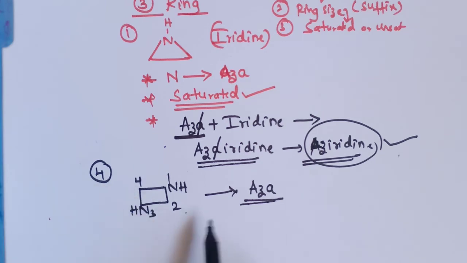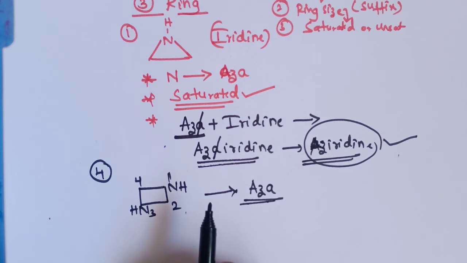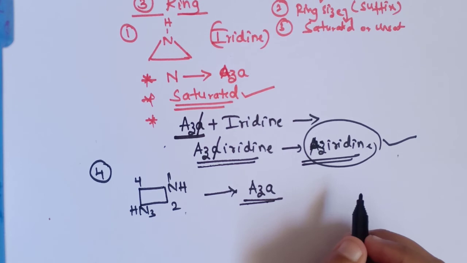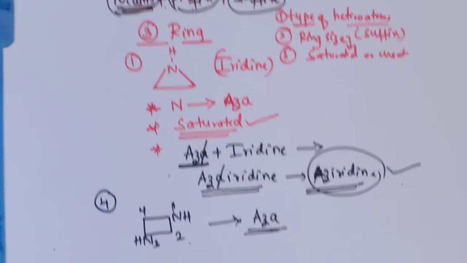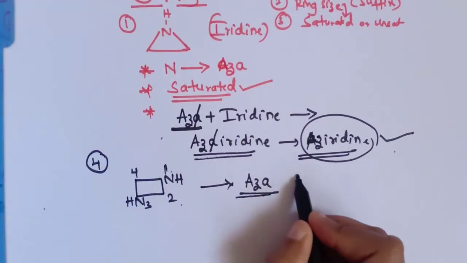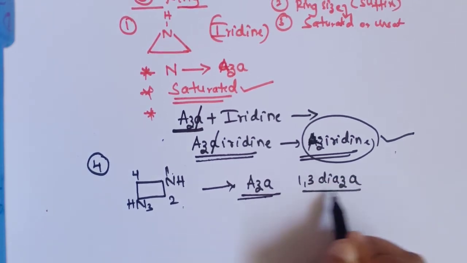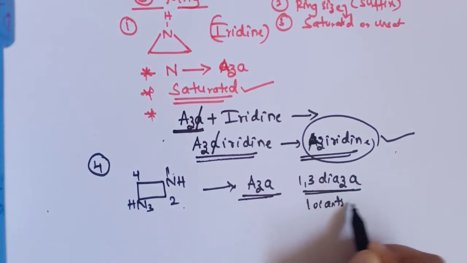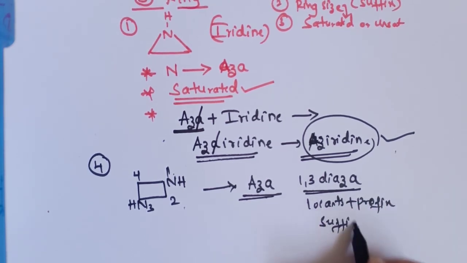Why? Because there are no double bonds. It is fully saturated. Here 2 nitrogens are present, so it is diaza. Now the locants we are getting are 1 and 3, so 1, 3 diaza is the locants plus prefix. Now we should look to the suffix. The suffix is seen from the table.